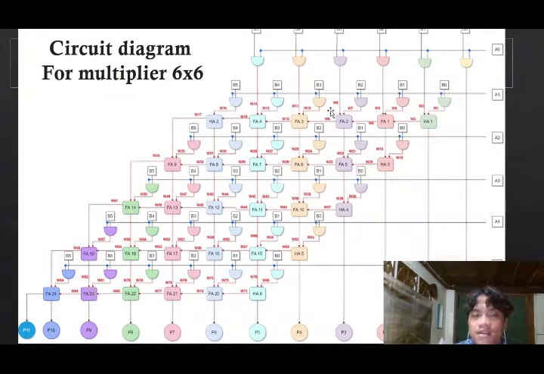Okay, my name is Ahmad Zahir bin Hamidi and I would like to explain about the circuit diagram for the 6 by 6 multiplier. As previously known, there are two inputs which are A and B: A0, A1, A2, A3, A4 and A5, and B0, B1, B2, B3, B4 and B5.